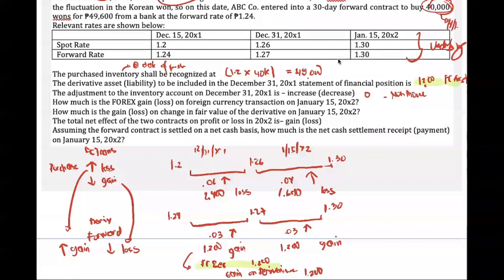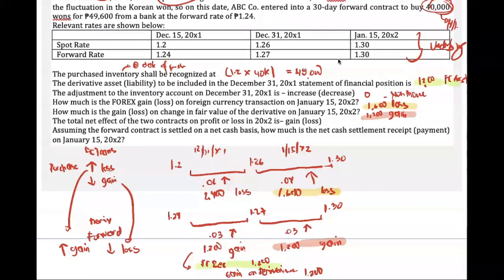Next, how much is the forex gain or loss on foreign currency on January 15? So on January 15, if we try to look, we have here 1,600 loss. We have computed that a while back. 1,600 loss. Next, how much is the gain or loss in the change on fair value on January 15, 2000 X2? So we have 1,200 gain. Okay? 1,200 gain, as we have computed a while back.